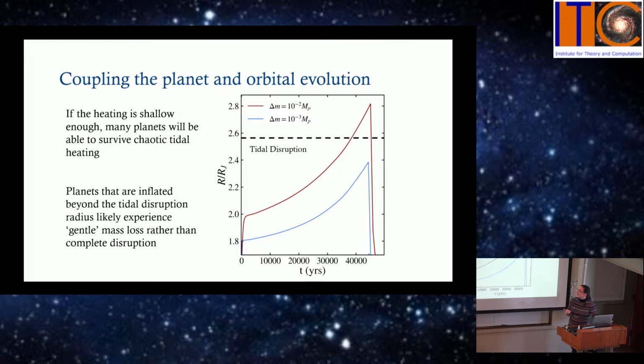But I'll point out too that even for planets that are inflated enough to technically pass this criteria for tidal disruption, it's unclear exactly what's going to happen in this situation, if they're really disrupted, or if, I think more likely, it's kind of a gentle mass loss, where they lose some of the mass in the outer envelope. So it'd be a great thing to look at more with numerical simulations.